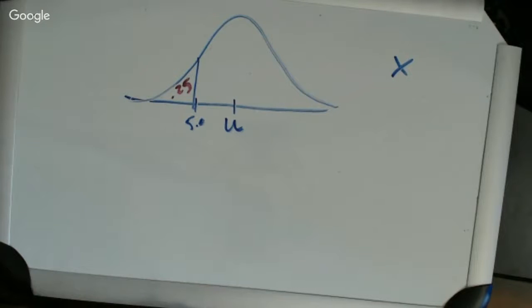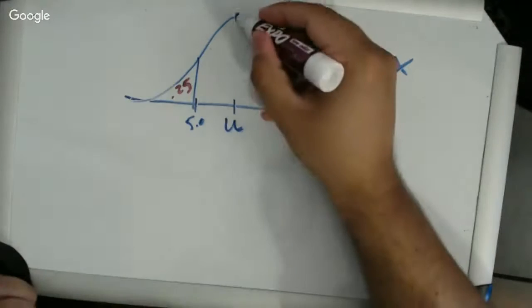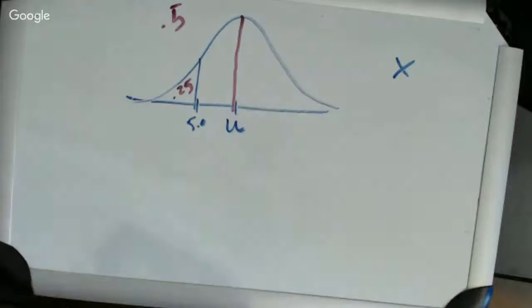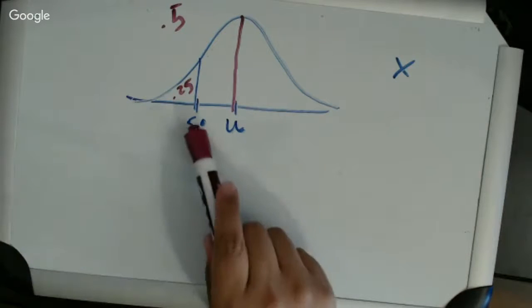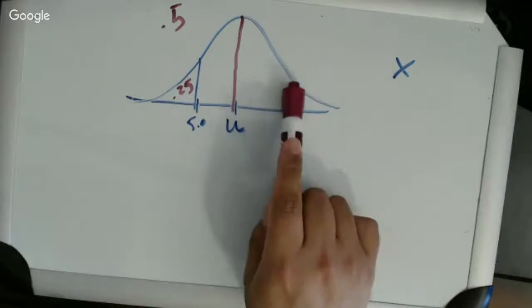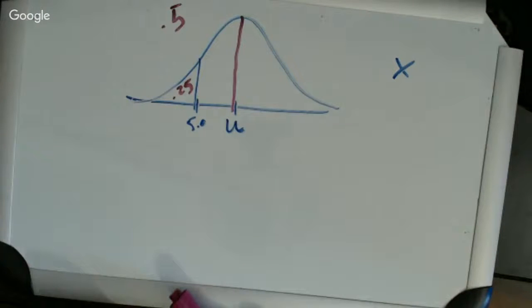Half of them. Yeah, so this whole side is equal to 0.5. So if I tell you that 5.0 corresponds to 25% less, that score can't be on this side, because then the number would be greater than 0.5. So that's all I'm working with, right?